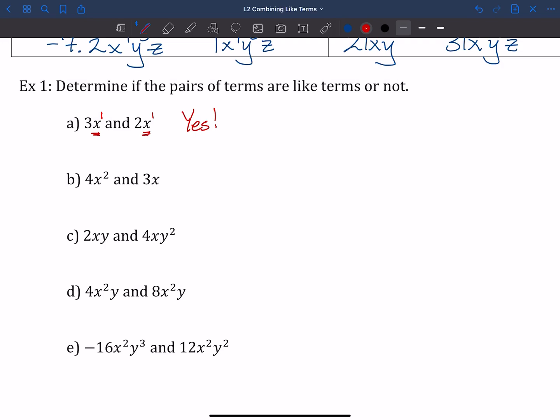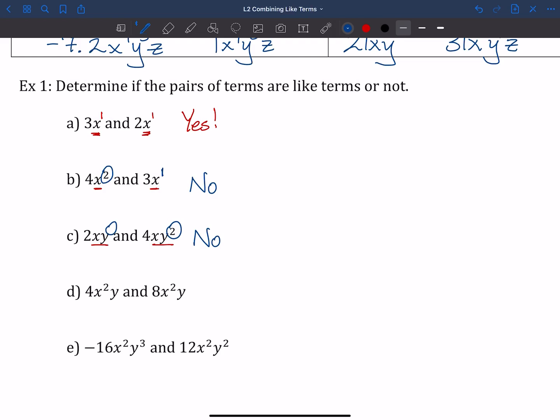As for 4x squared and 3x, right? Again, I'm looking at the variables. They both have x's, but then I'm looking at coefficients. That one has a 2, and this one has an invisible 1. So that one's a no. All right, if we have 2xy and 4xy squared, right, the variables match, but then these exponents on the y's do not, so that's also going to have to be a no, right?